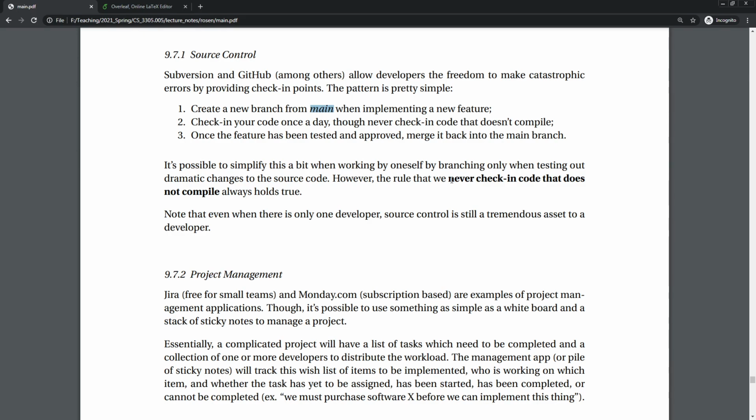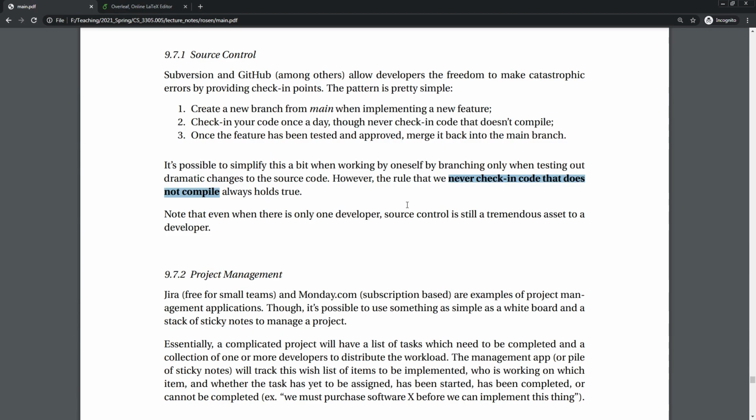But if at the end of the day it doesn't compile, well, if you've been checking in every day and you follow this rule, then you're never more than one day lost, right? So even if you have to discard everything you've done that day, it's still just one day's work, and you kind of already know what you want to do.